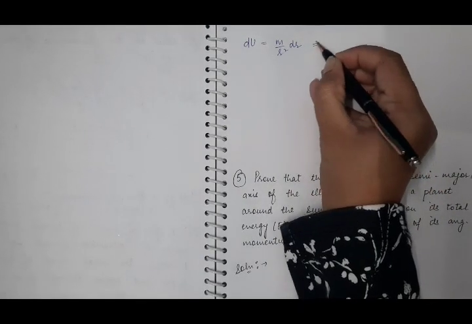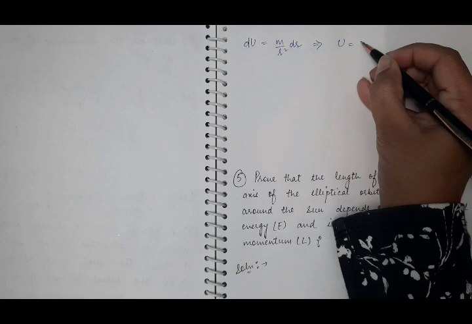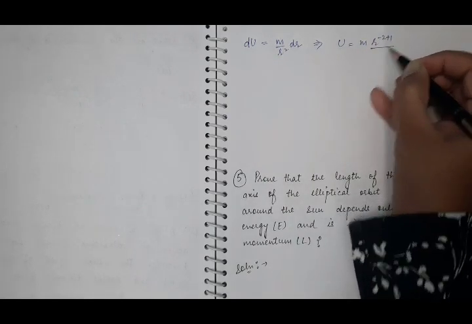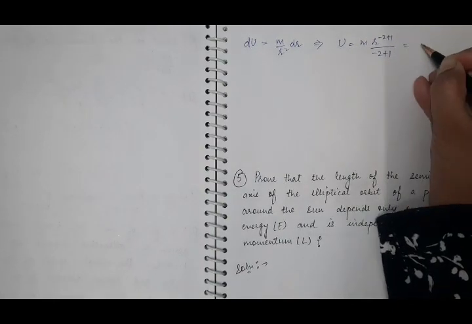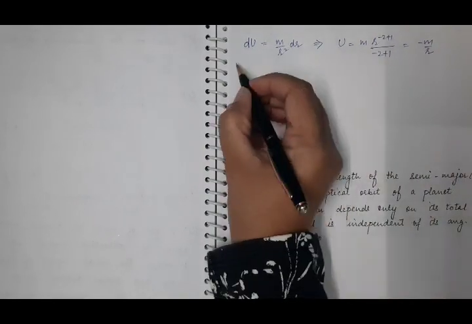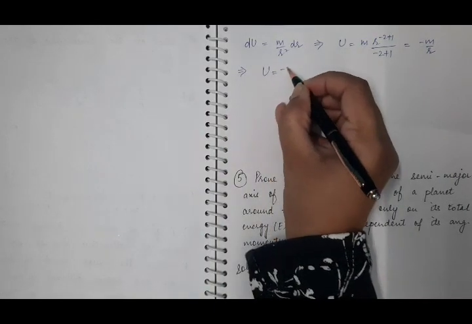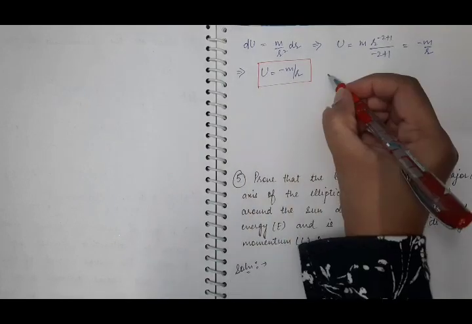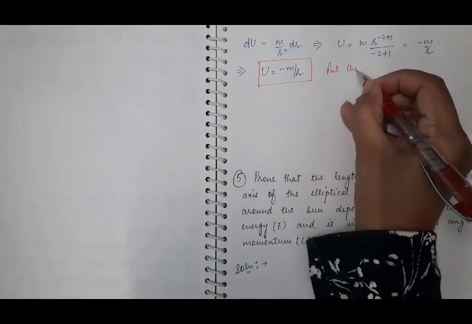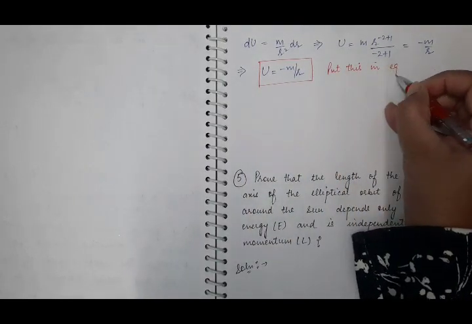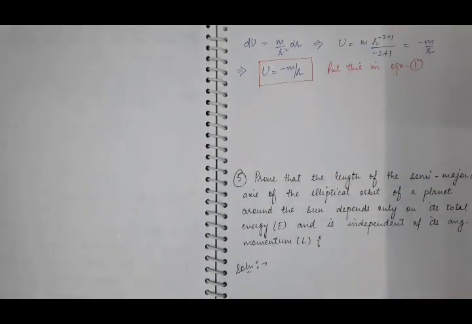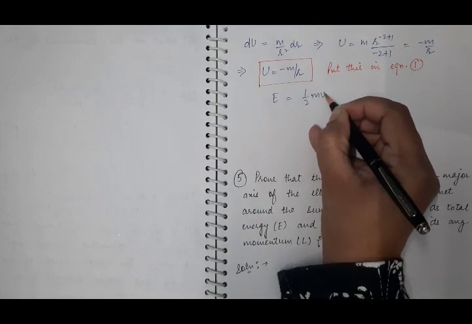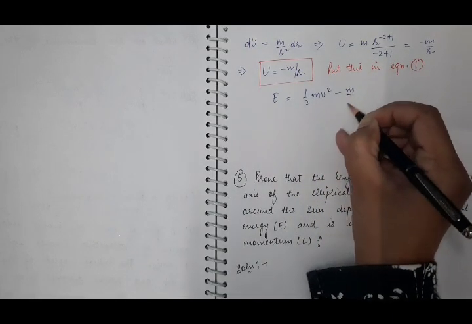To calculate U, integrate both sides and you will get m times the integration of 1 by r square, which is r to the power minus 2 plus 1 by minus 2 plus 1. So we have minus m by r. So U is equal to minus m by r. Put this value of U in equation 1. So we will have total energy E is equal to half m v square minus m by r.